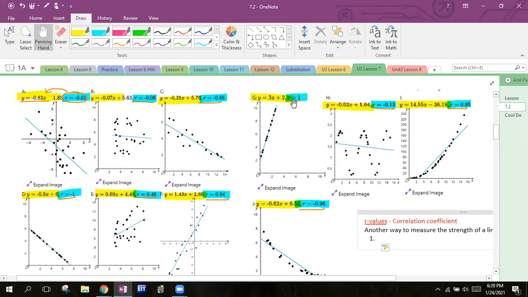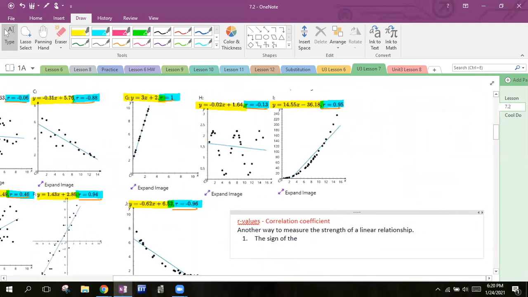Okay. The correlation coefficient is directly related also to its slope and how close the data points are to the line of best fit. So one thing that you can write down here is the sign of the R value is the same as the sign of the slope. Okay, so if your slope is positive, your R value will be positive. If your slope is negative, your R value will be negative.